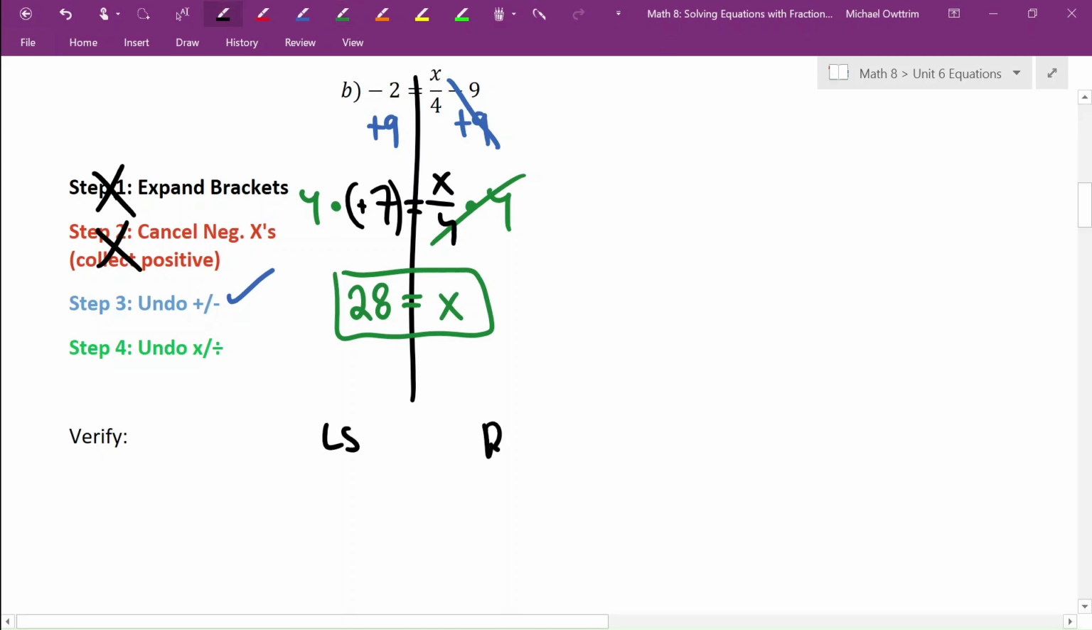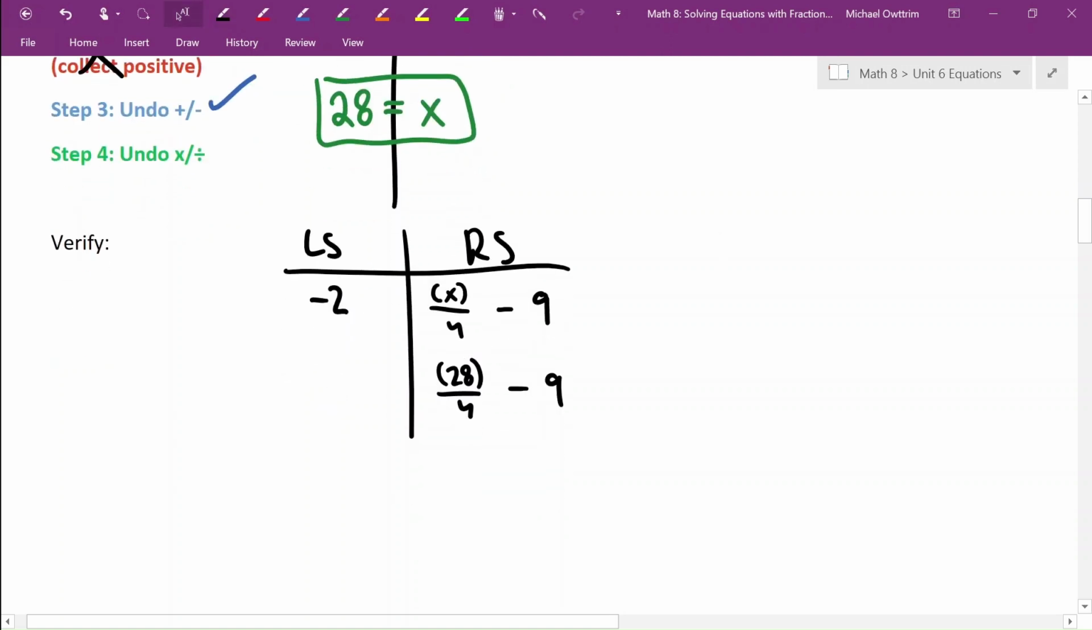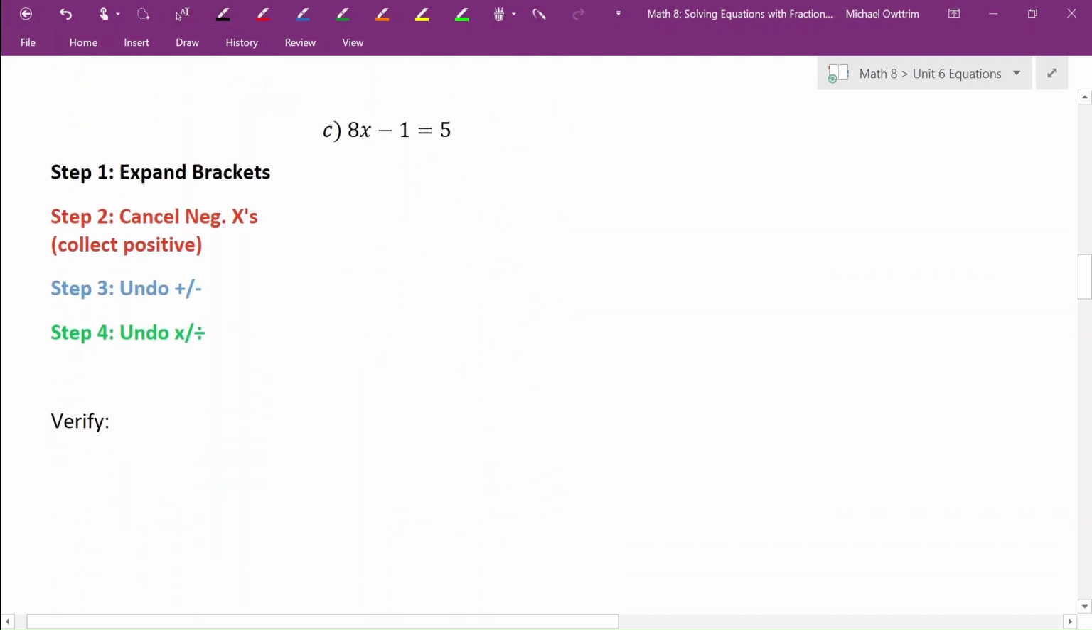Checking our left side and our right side, our original left side was just negative 2. Our original right side was whatever x is divided by 4 and then subtracted by 9. In this case, we think that x is 28. We want to divide that by 4 and then subtract 9. 28 divided by 4 is 7, and 7 subtract 9 is negative 2. Since the original left side was negative 2, the left side does equal the right side, and our solution is verified.